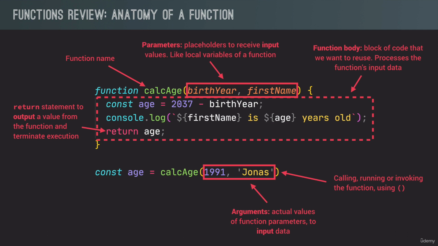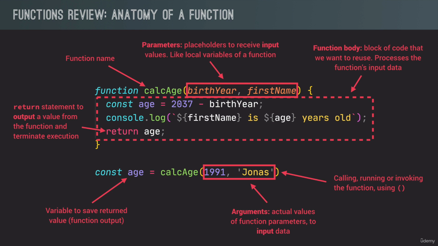Then, once the calc_age function has finally done its job, all this expression will basically be replaced with the returned value. So in this case, the h that was returned here. And that h value is what we then store into this h variable. So we use this variable to basically save the returned value that was outputted from the function.